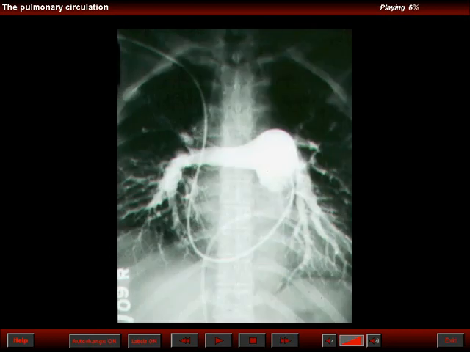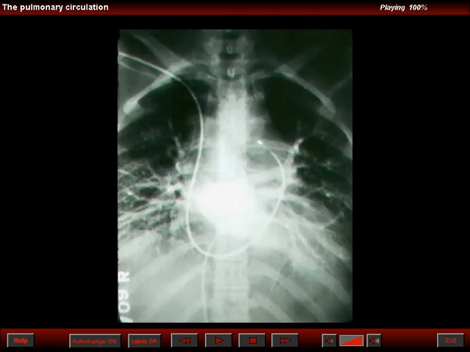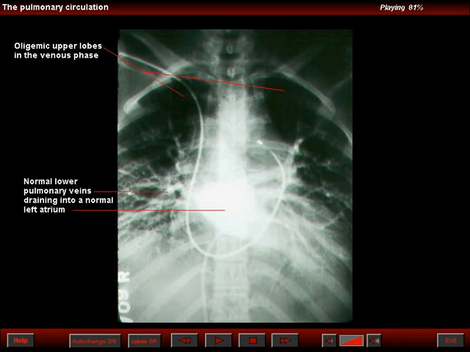A pulmonary angiogram showed oligemic upper lobes, but no filling defects characteristic of pulmonary thromboembolism were observed. We can see abrupt termination of a right upper lobe pulmonary artery, but no filling defects could be seen. The venous phase of the pulmonary artery injection shows again the oligemic upper lobes, and we see normal appearing veins from the lower zones and a normal left atrium.